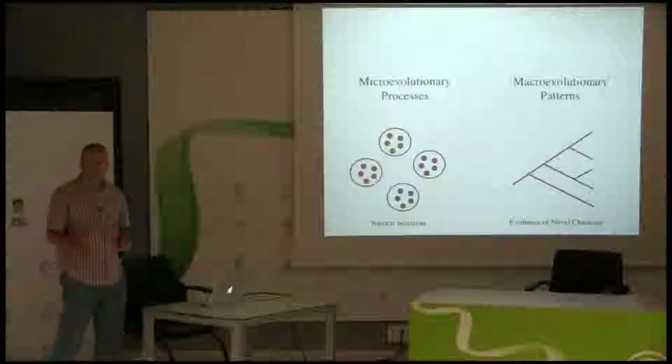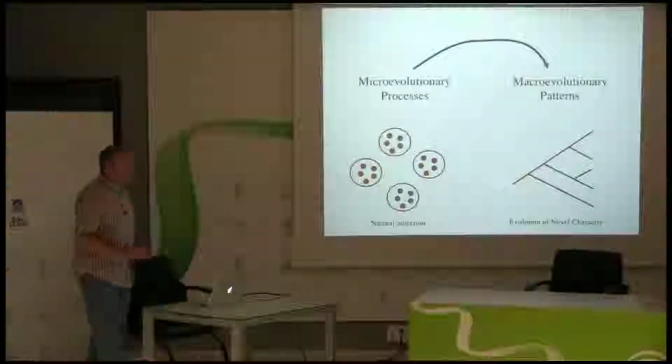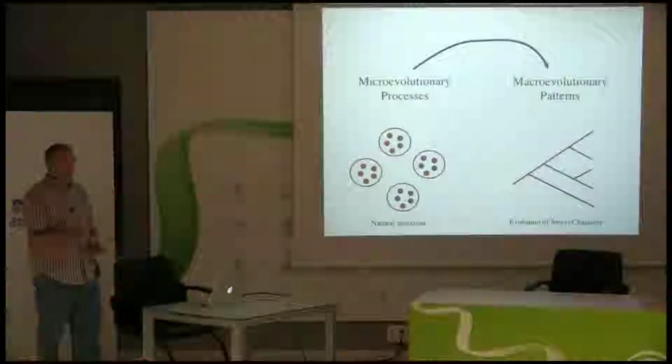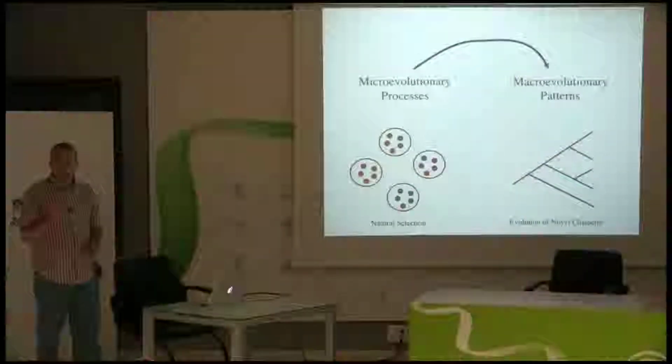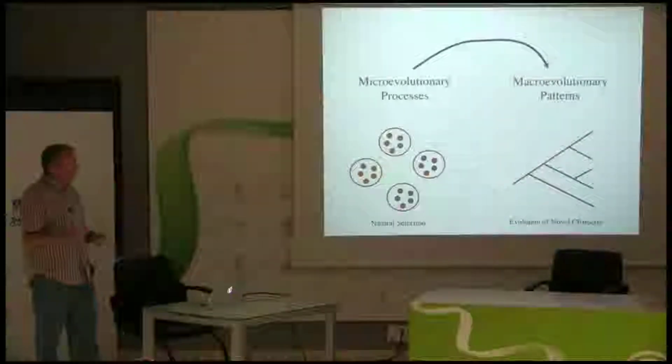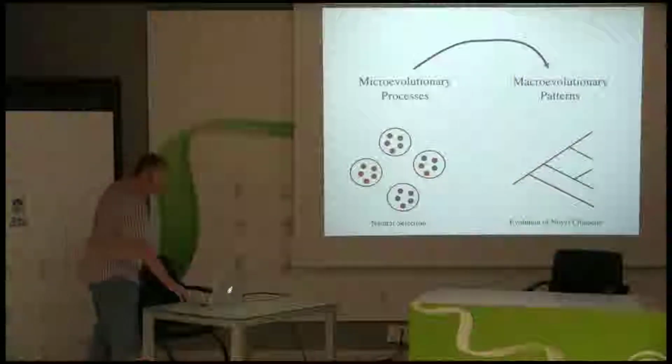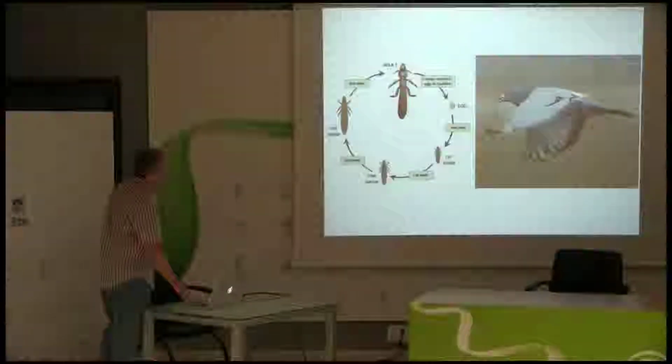But one of the main challenges in evolutionary biology is actually making the linkage between these two scales. Can we predict macroevolutionary patterns from understanding of microevolution and ecological processes? So that's one of the fundamental questions we try to address in this work.